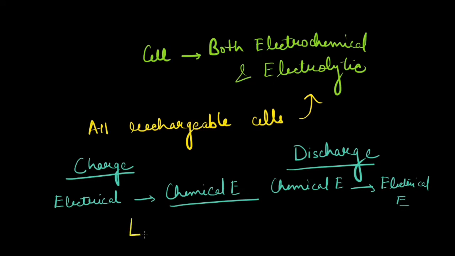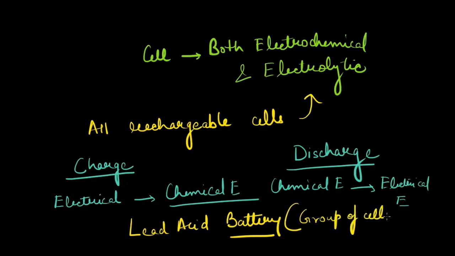Another common example of such kind of cells is the lead-acid battery, which is commonly used in inverters. A battery is nothing but a group of cells. So during charging, this cell behaved like an electrolytic cell, and while discharging, it acted like an electrochemical cell.